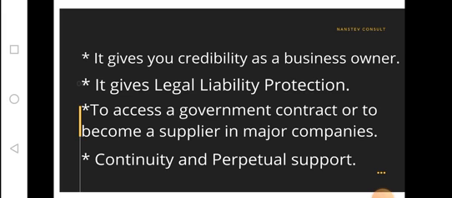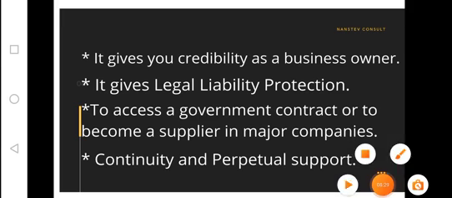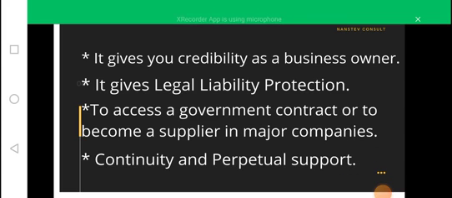Another importance is to access government contracts or to become a supplier in major companies. I have a client that told me over time that their business needed some certification, they needed to join an association and what have you. They were unable to get access to it because their business was not registered. In fact, there are some companies that will tell you to bring your form A, form B, form C, and if you cannot provide them, you cannot join their association. So it is so important.